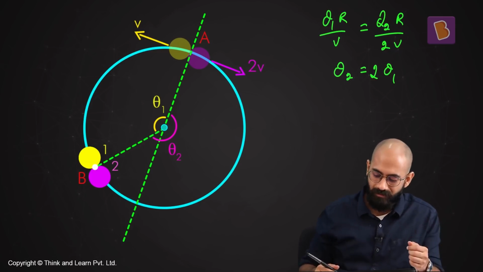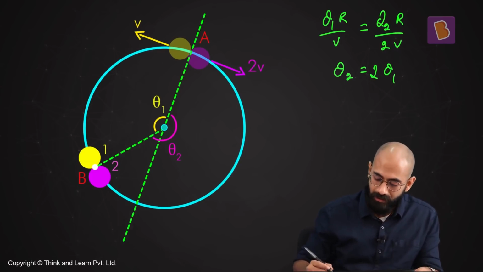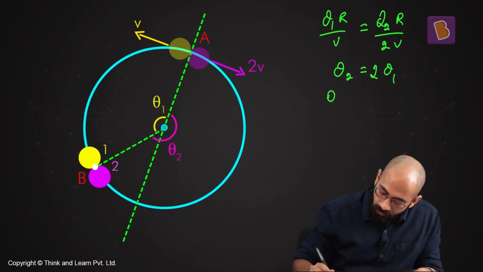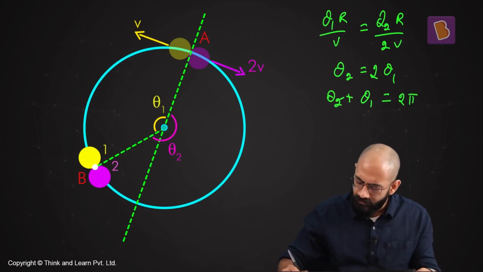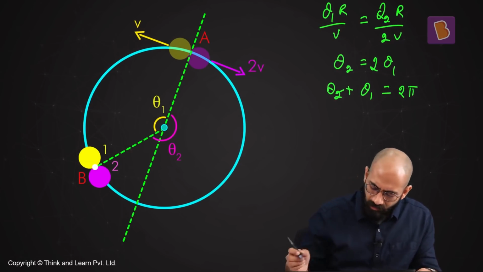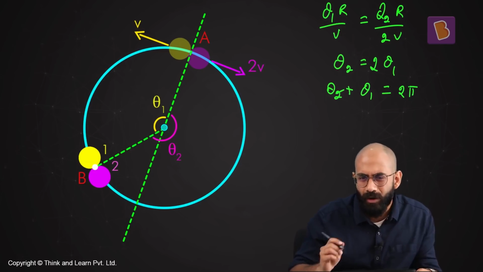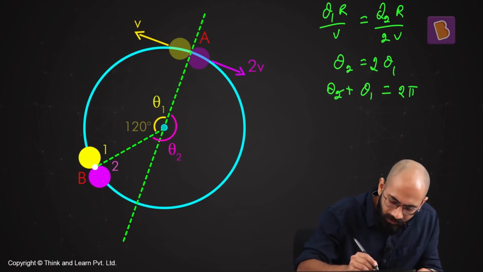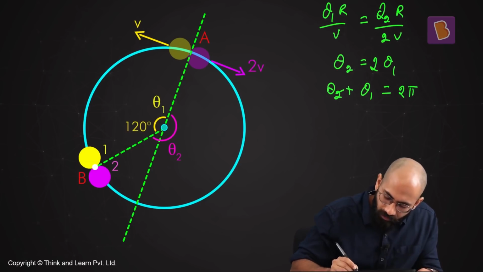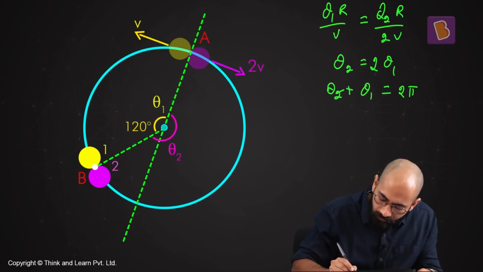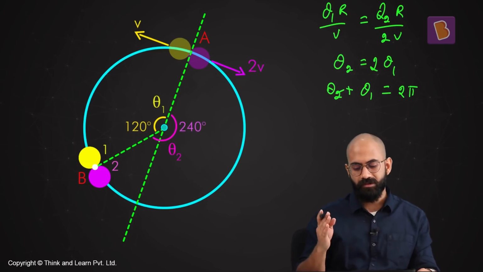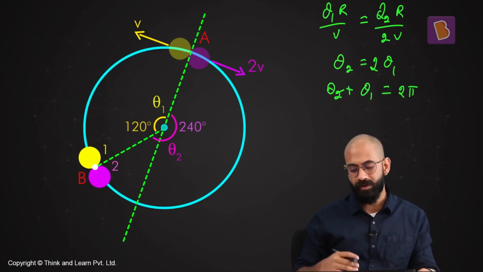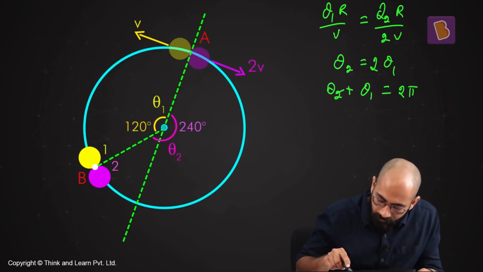Now it's become simple to understand, because theta 2 equals 2 theta 1, and also theta 2 plus theta 1 equals 2 pi radians or 360 degrees. If you calculate, you should be able to figure out that this will be equal to 120 degrees. So this should be 120 degrees, and this should be 240 degrees. Particle 1 will cover an angle of 120 degrees, and particle 2 will cover an angle of 240 degrees.